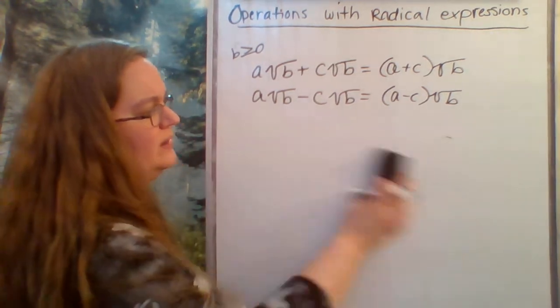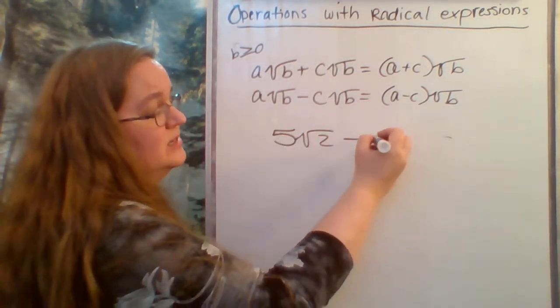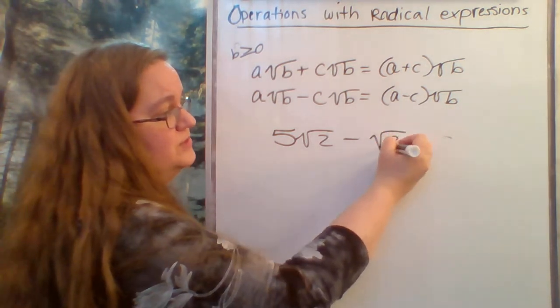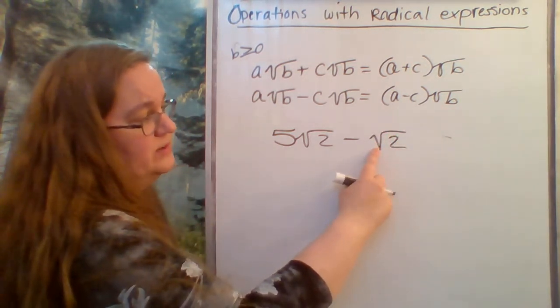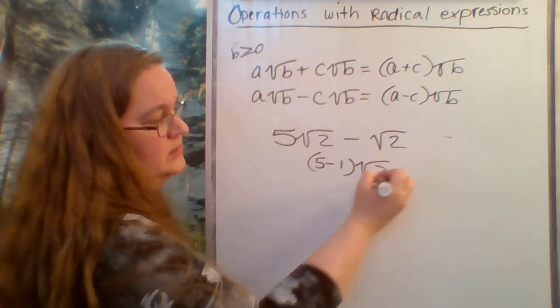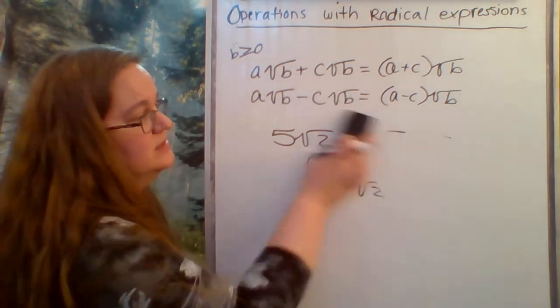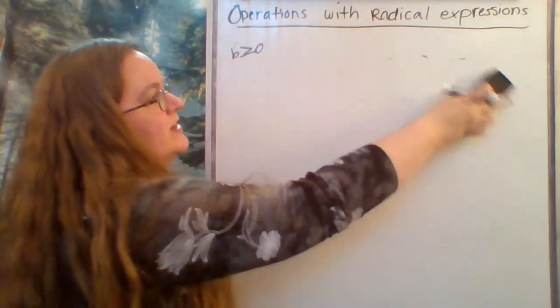You're only adding the number in front, just like you're only adding the coefficients right here. Okay? If I were to take 5 root 2 minus the square root of 2. Again, this is going to count as 1. So this is like 5 minus 1, which would be 4 root 2. Okay. Now, let's look at some practical examples of that.